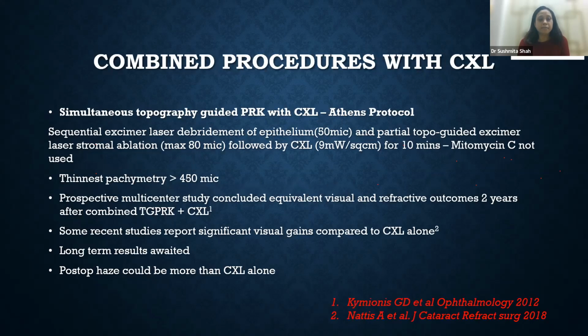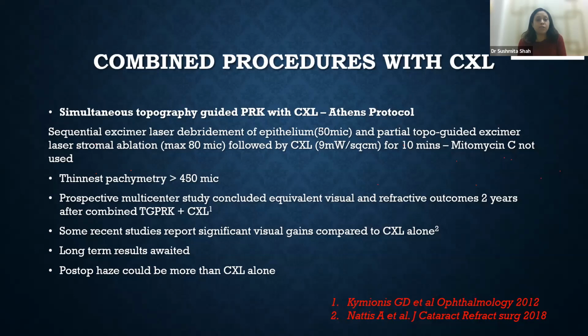Now, as I mentioned earlier, there are certain procedures that can be done additionally along with the CXL for visual rehabilitation. One of them is the simultaneous topography-guided PRK with cross-linking, also called the Athens protocol. Here we do a sequential excimer laser debridement of the epithelium, around 15 micron manual debridement, and then a partial topo-guided excimer laser stromal ablation, just about around 30 microns.